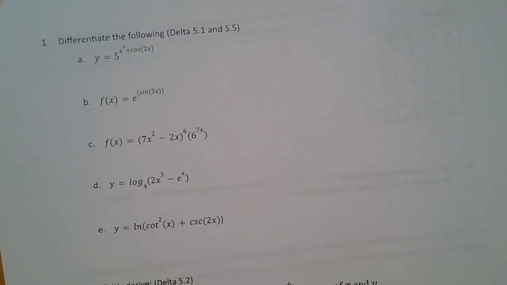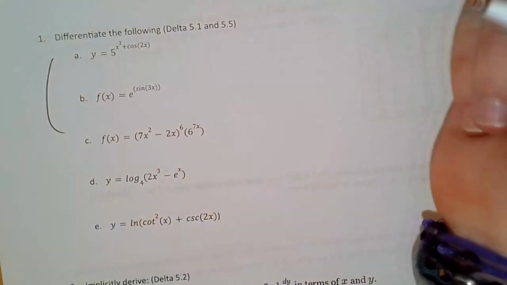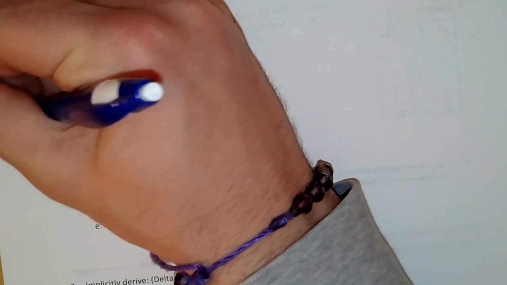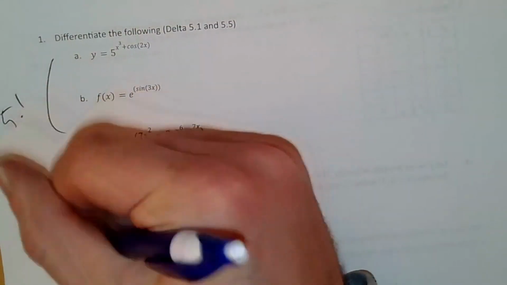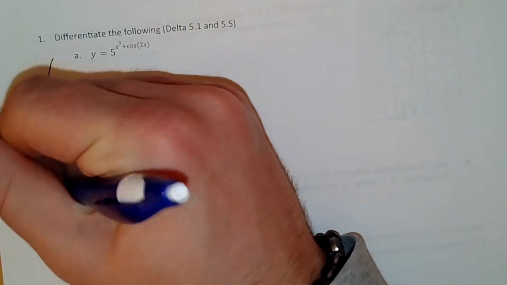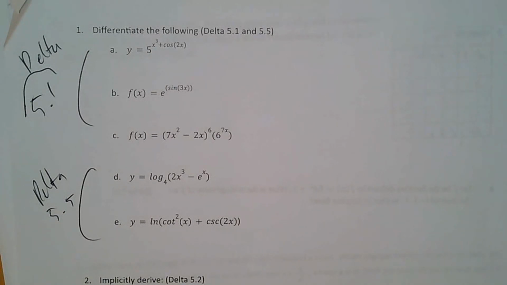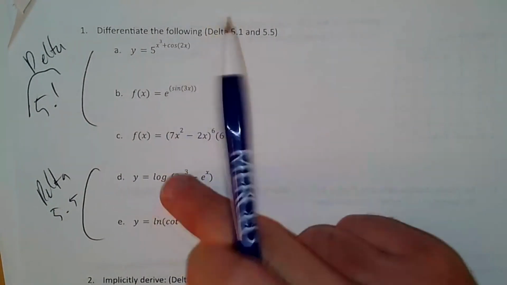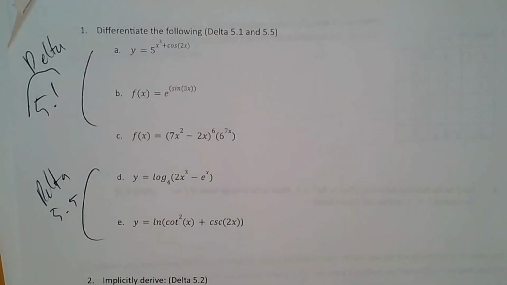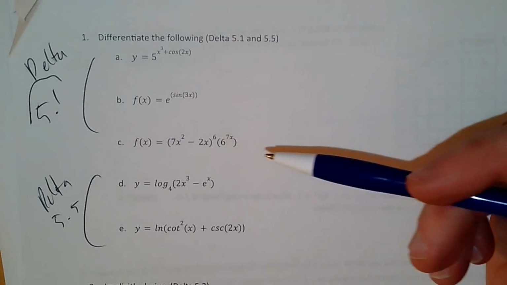Okay, number 1, differentiate the following. Just so you know, the first 3 are from Delta 5.1, and the 2 down here will be Delta 5.5. So for the bottom 2, if you're watching this on Friday, we haven't covered log and ln yet. Just know that. The top 3, though, we have covered.